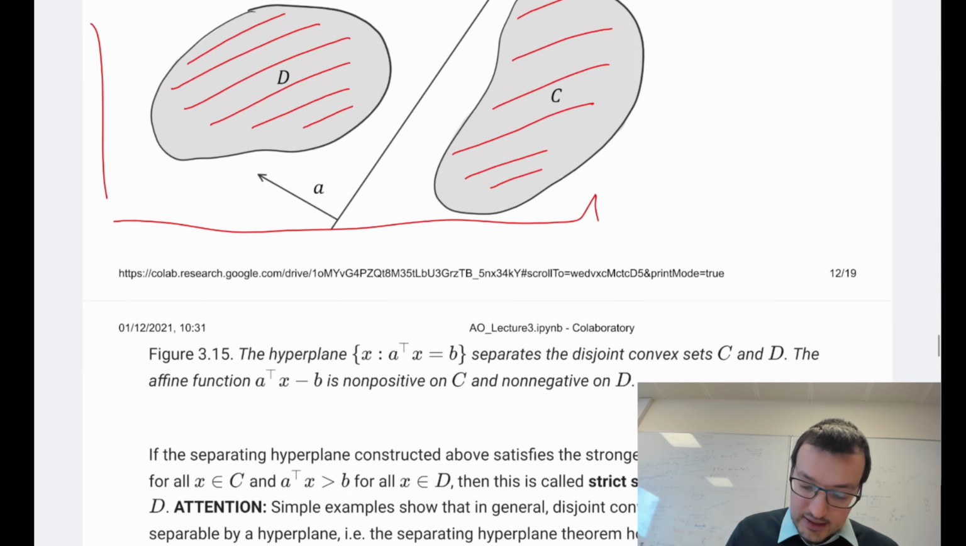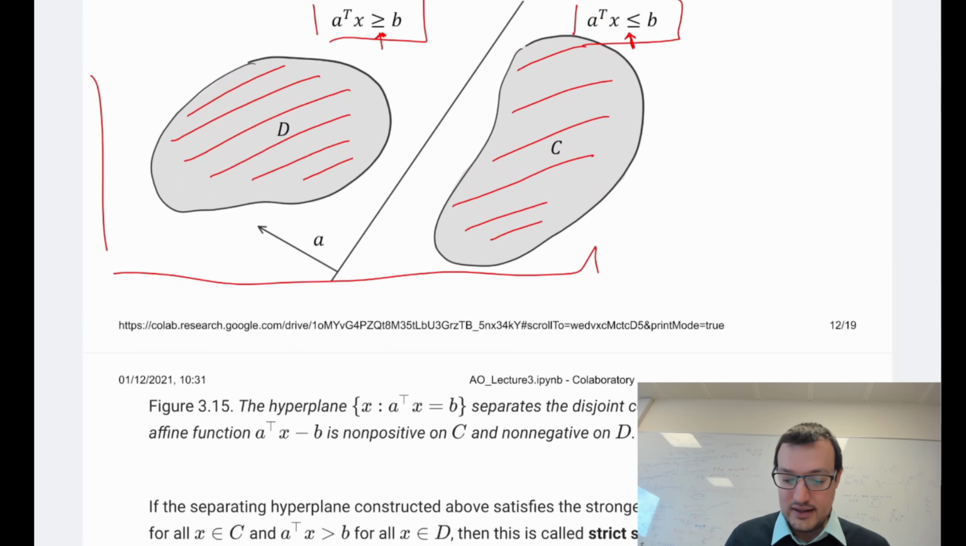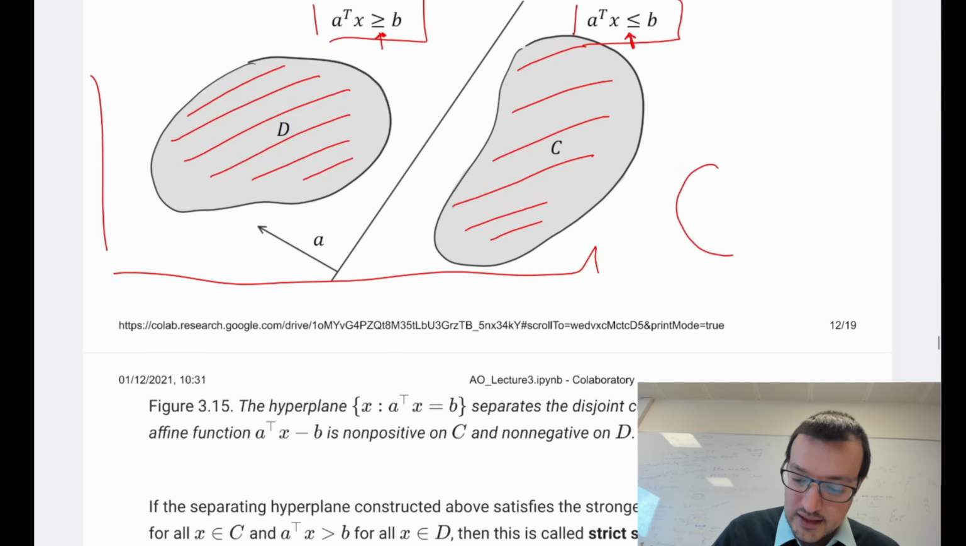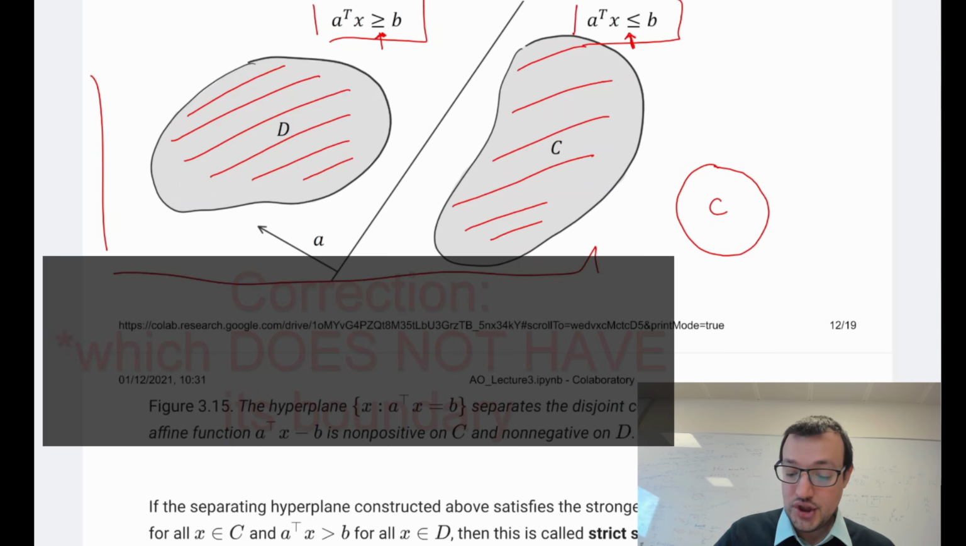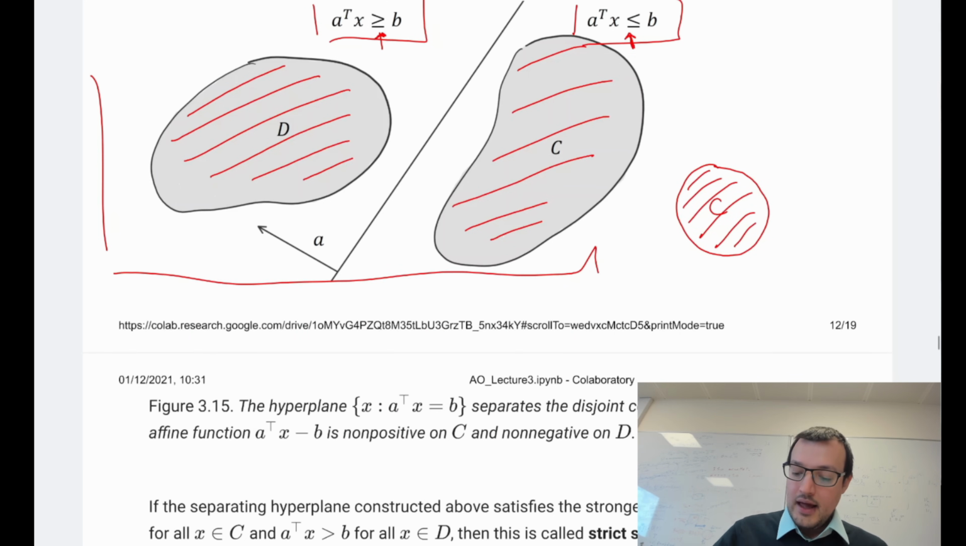For instance, an example of such a set that is separated by a non-strict separation is a set C, which is a convex set which has its boundary. Okay, so it's a closed set, and then we take a point D here. And the set associated to that point is a singleton, made of just that point on the boundary, which we call D.